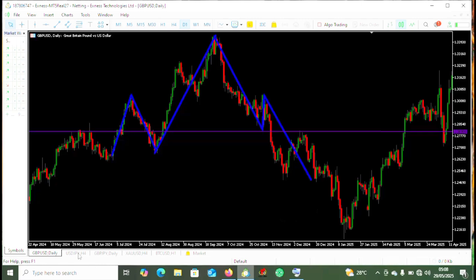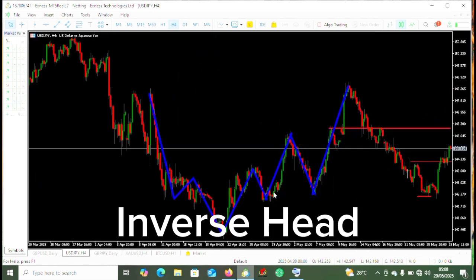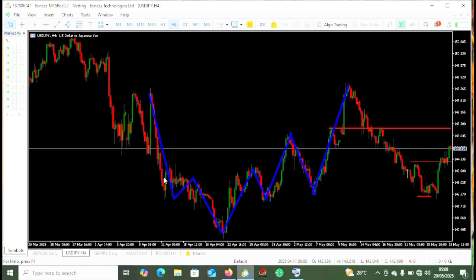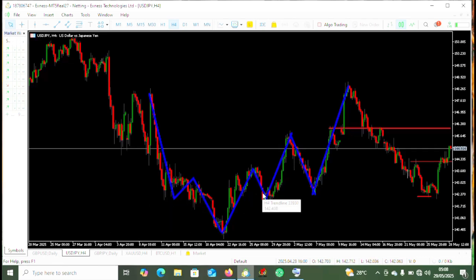Very quickly, let us look at the other pattern. Here is the inverse head and shoulder. When you see the kind of head and shoulder, but the head is turned upside down, that is an inverse head and shoulder. This is a shoulder here, this is also a shoulder here. So it helps to tell you that the market is about to reverse.